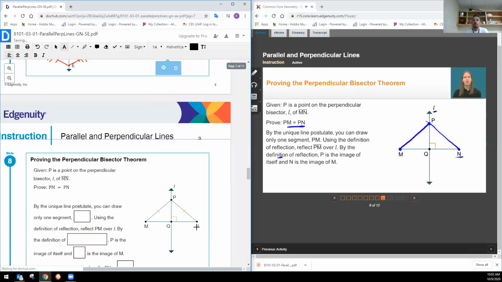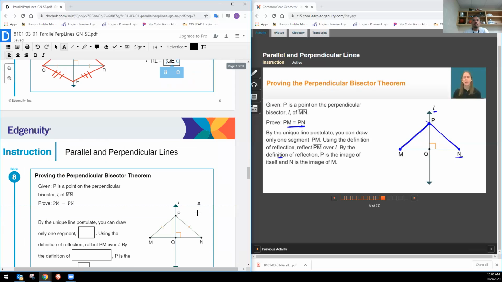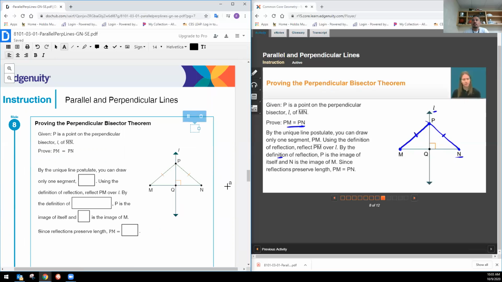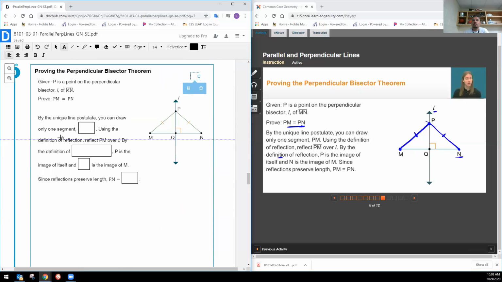Furthermore, I know that reflection preserves lengths, and therefore these line segments are congruent. And in fact, we get from this fact that the distance between P and M is equal to the distance between P and N. And that's exactly what we needed. We needed to know that any point along the line L is equidistant from the segment's two endpoints.